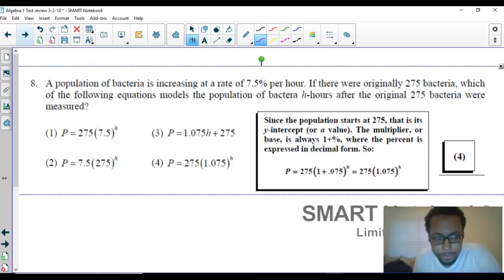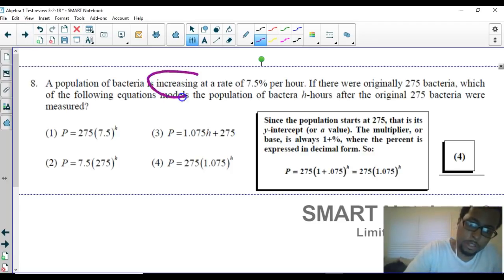Question number 8. The population of bacteria is increasing at a rate of 7.5% per hour. If there were originally 275 bacteria, which of the following equation models the population of bacteria at H hours after the original 275 bacteria were measured? So I want to know again. It's increasing. So my keywords in this is increasing. I have my rate, which is 7.5. I have my original amount.